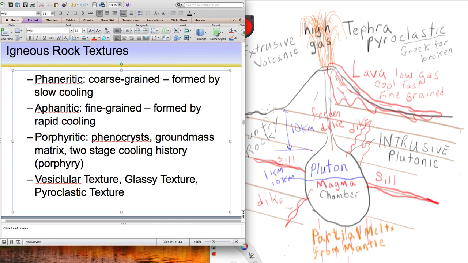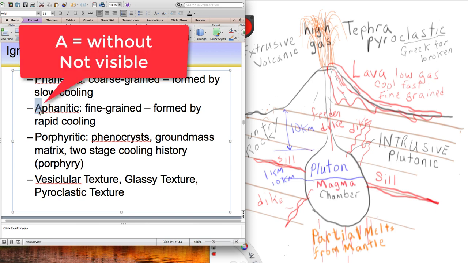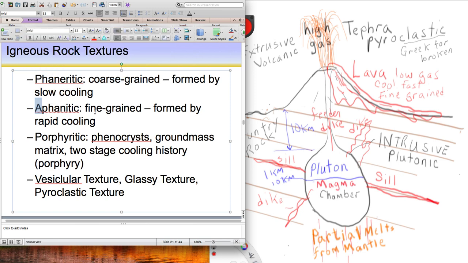On the other hand, whenever you see a, it means without, right? So without visibility, aphanitic. This would be something that's fine-grained, like a basalt lava, something that erupted and cooled fast. Whereas, remember, the intrusive rocks are cooling slow. So a granite or coarse-grained phaneritic rocks would form down in the intrusive realm, whereas the aphanitic rocks would be up here cooling fast in the volcanic realm.